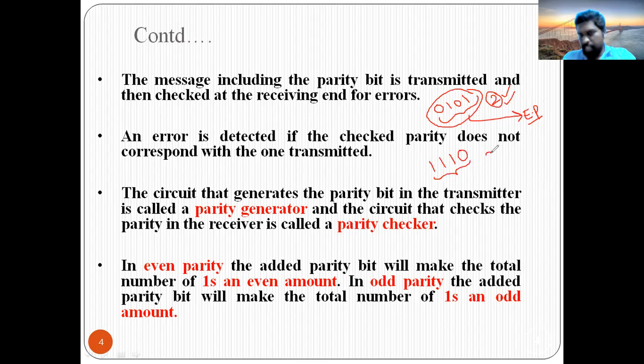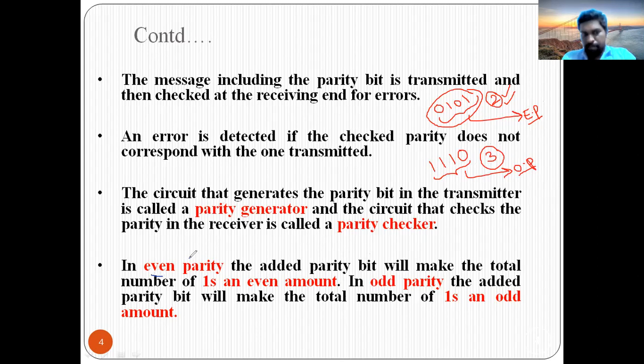Here we are having three number of ones, where three is an odd number. Therefore, this information is regarding your odd parity. Parity we are having in two ways: one is even parity and the other is odd parity. If the number of ones present in the information is an even amount, it is called even parity. See the condition here.